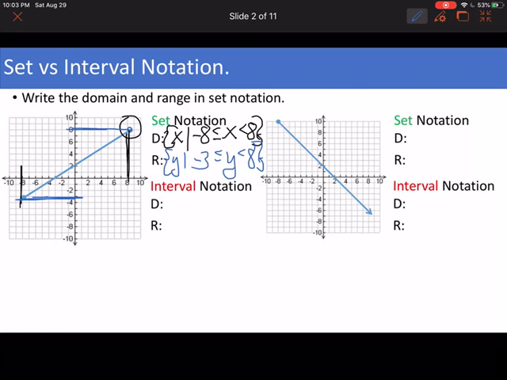So interval notation, you have to be careful. It looks like a point, but it is not. And you need to specifically say domain and range. Now in set notation, if you don't put the D and R, it's still clear if it's domain and range because of the x and the y. In interval notation, you must specify its domain and range.